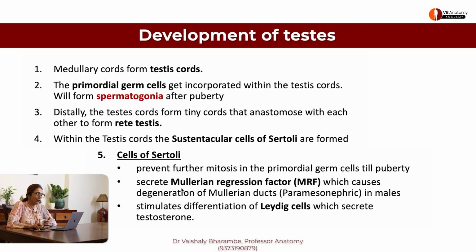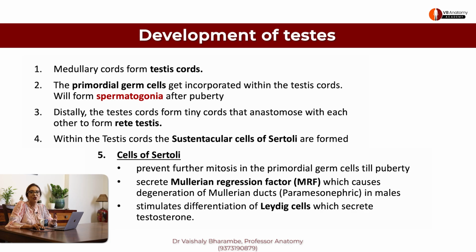They also secrete what is called a Mullerian regression factor. What is Mullerian? Mullerian duct. Mullerian regression factor, it is suppressing the paramesonephric duct. The paramesonephric ducts are programmed to produce the female reproductive system. So in this case now, the Mullerian ducts are suppressed. Who is doing the job? Cells of Sertoli. They are also promoting differentiation of Leydig cells in the mesenchyme. These Leydig cells will produce testosterone, which will result in further development.